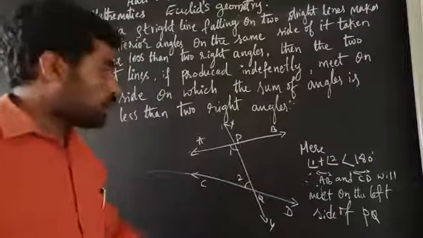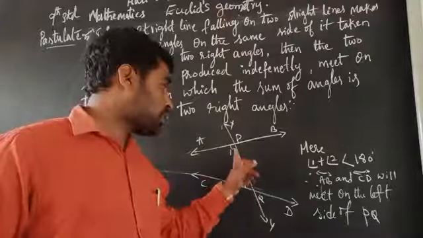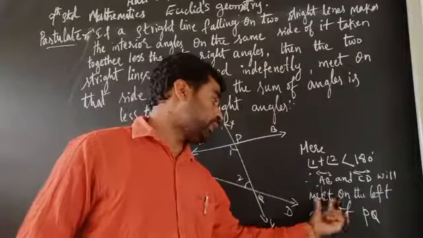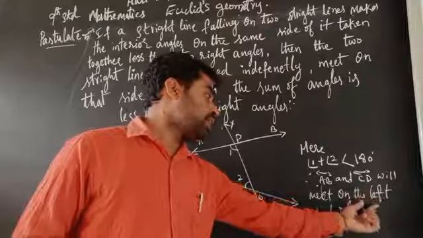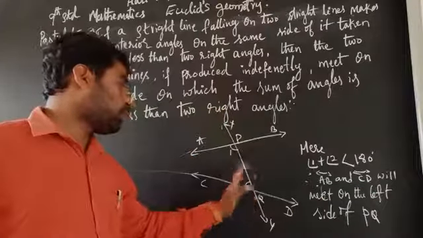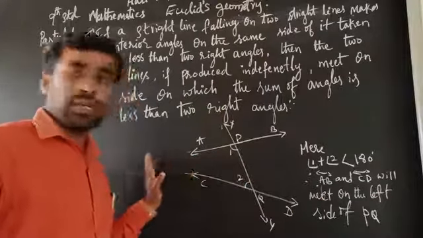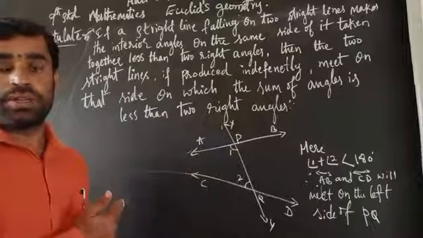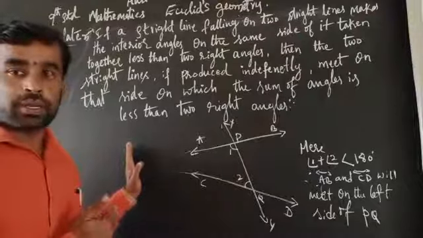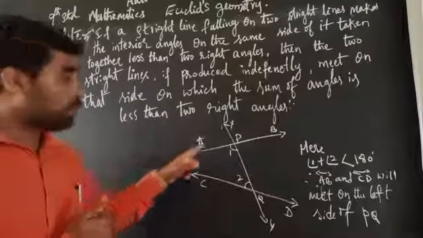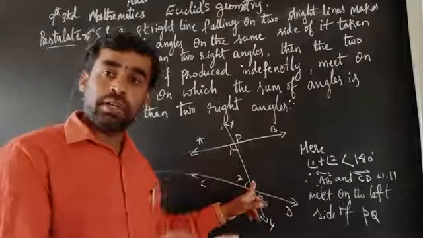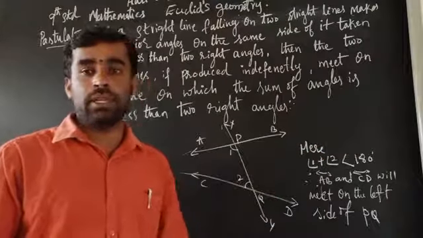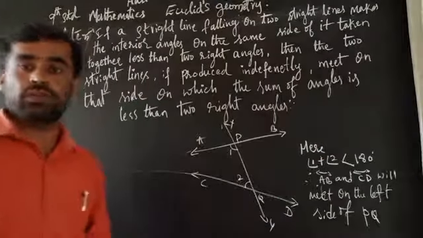Here, dear students, your angle 1 plus 2 is less than 180 degrees. Therefore, straight line AB and straight line CD will meet on the left side of PQ. If we produce them on the left side of PQ, they will meet at one point. If the sum of these two angles is more than 180 degrees, they will never meet at any point if we extend indefinitely. Is it clear, friends? Take down this one.